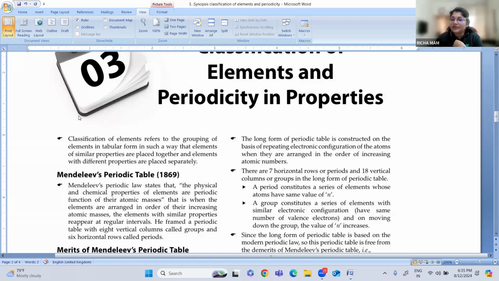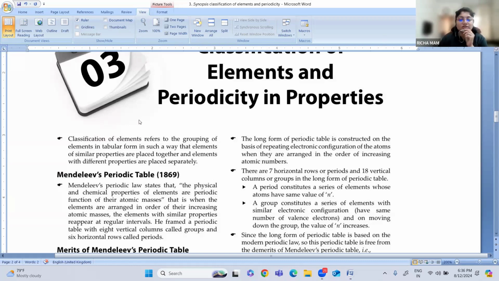There were different scientists who worked on forming the modern periodic table, and they found out how the discovery of elements took place. You might have studied about Dobereiner's triads, then Newlands' law of octaves. These were the different scientists who arranged the elements in different forms, and at last we succeeded with the modern periodic law.